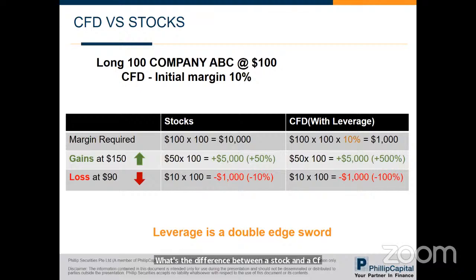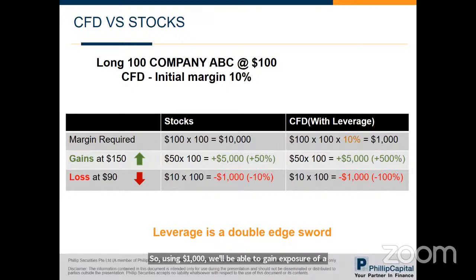So let's just say that we want to long 100 shares of company ABC at $100. For this counter, the initial margin required is 10%. So for stocks, in order for us to hold 100 shares at $100, we will need $10,000. However, using leverage with CFD, we only need $1,000. So using $1,000, we'll be able to gain exposure to a contract with a value of $10,000.